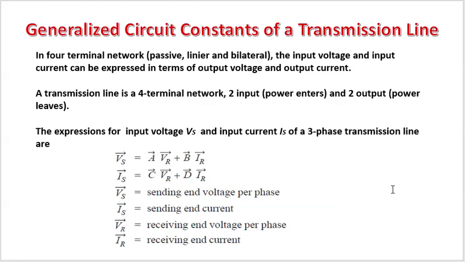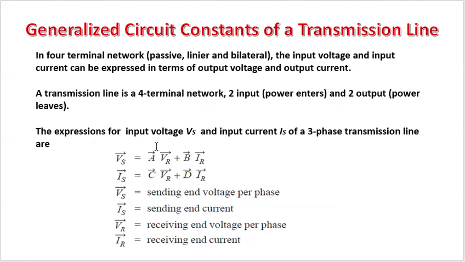For a four-terminal network, and the network has to be passive, linear, bilateral, the input voltage and the input current can be expressed in terms of output voltage and the output current. According to this definition of a four-terminal network, the transmission line is considered as a four-terminal network where two terminals are input from where the power enters and two terminals are for the output from where the power leaves.